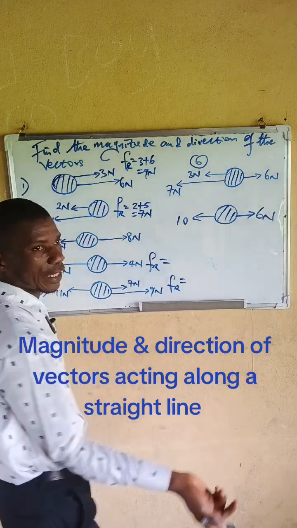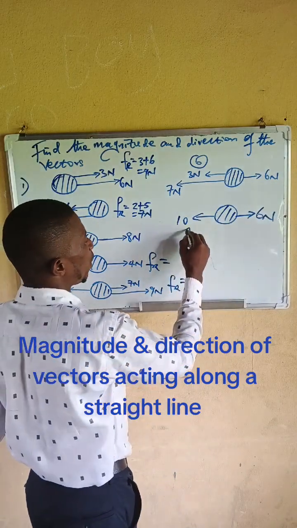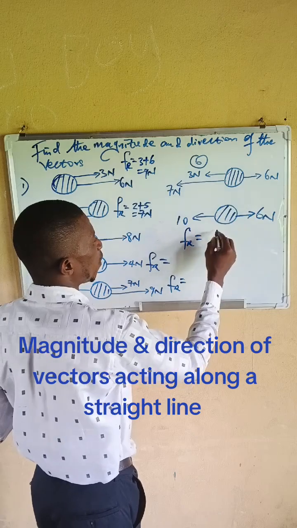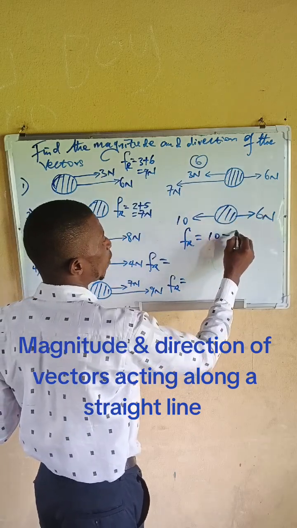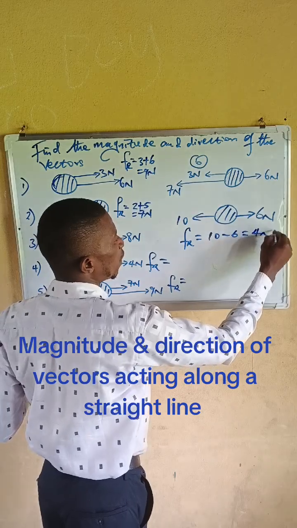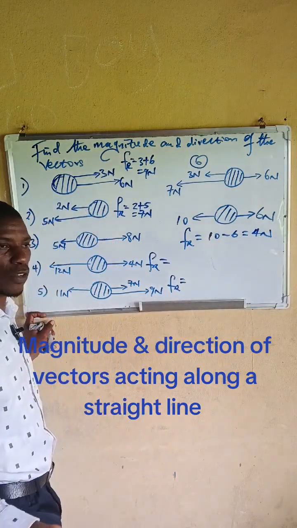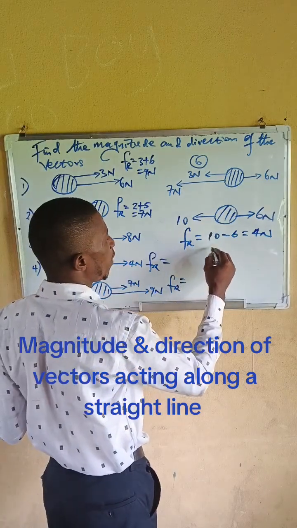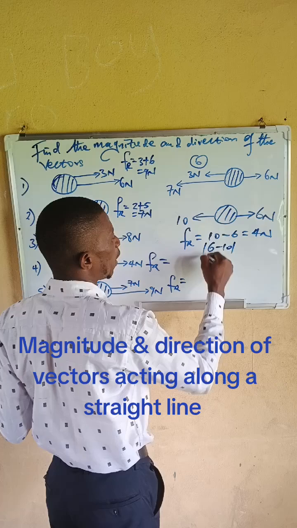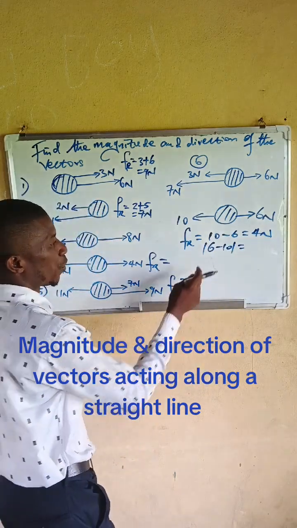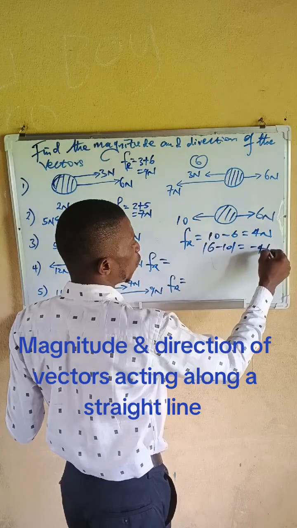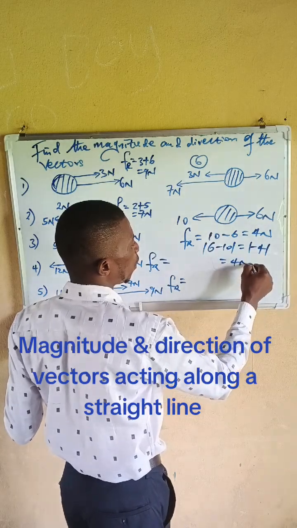Okay, so how do we get the magnitude? The resultant force is going to be 10 minus 6, which is 4 Newton. That's the magnitude. Some can also solve it in this form. You can say 6 minus 10 in absolute value, and that's going to give you minus 4, which is also 4 Newton.